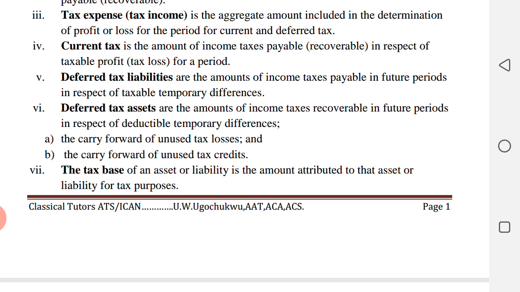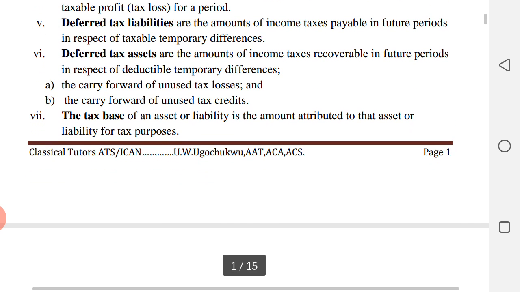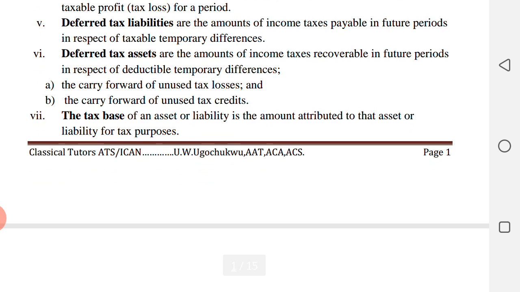That means you will pay it in the future, so it will come as a liability in your statement of financial position. Deferred tax assets are the amount of income tax recoverable in the future period in respect of deductible temporary difference. That is why deferred tax assets might be your carry forward unused tax losses. So when there is a tax loss, or carry forward unused tax credit, it is also a deferred tax asset.